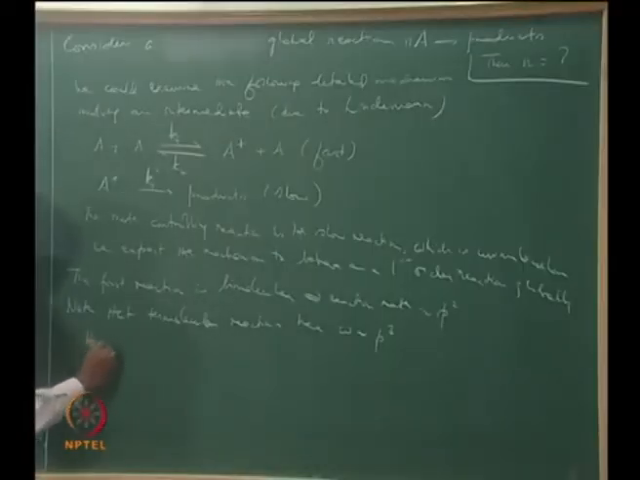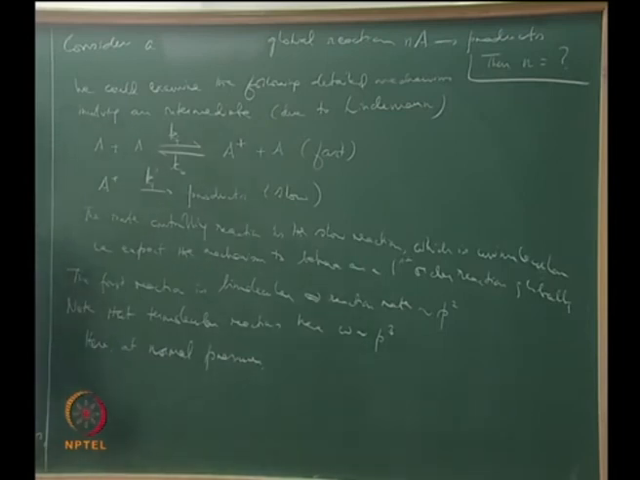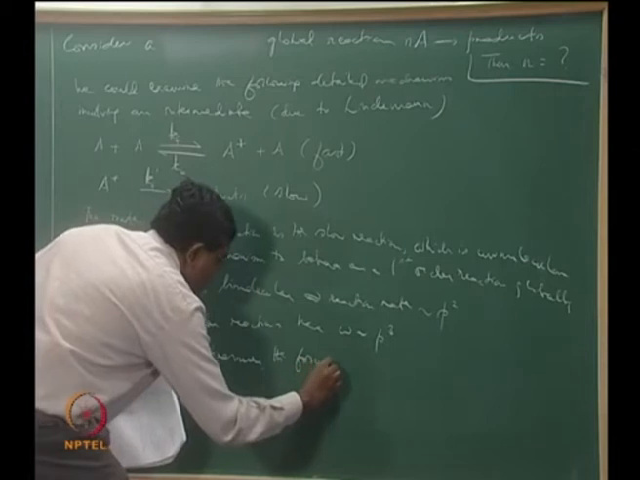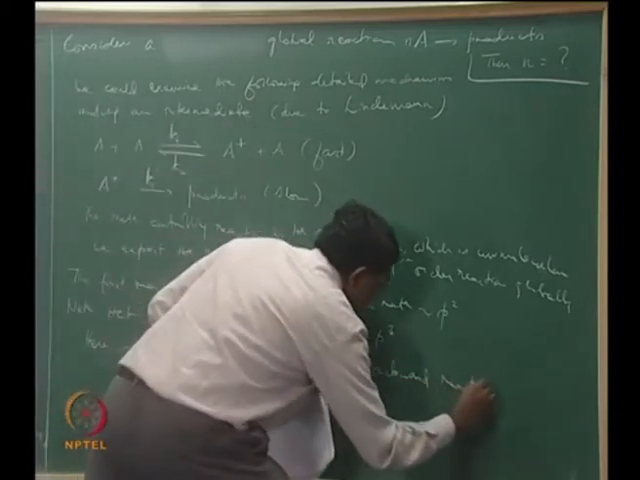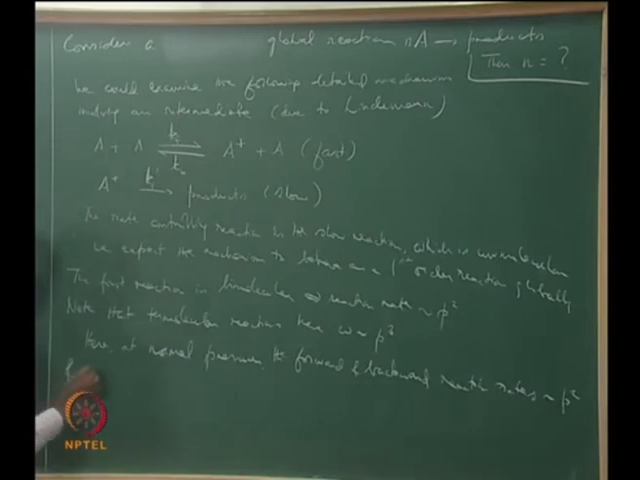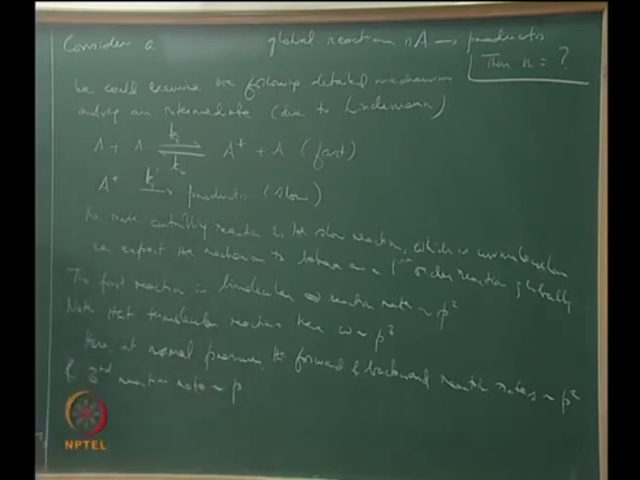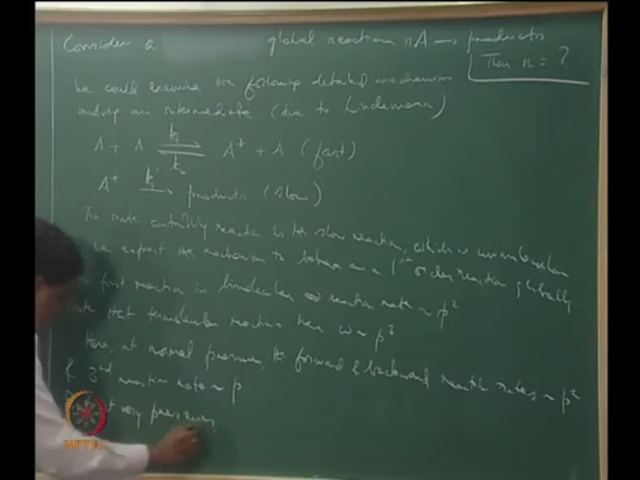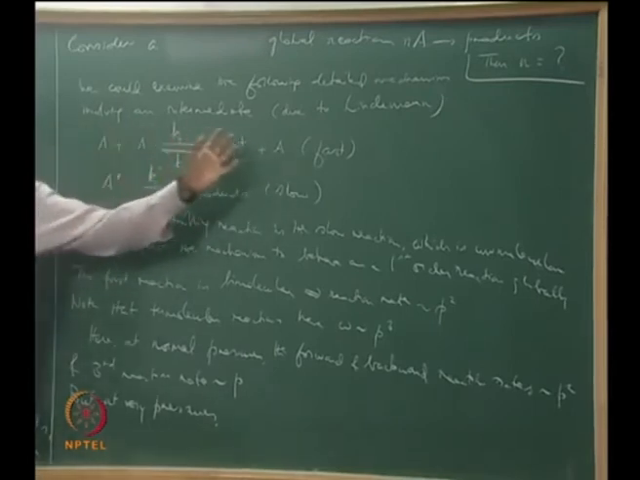So here, at normal pressures, the forward and backward or reverse reaction rates go as p squared, and the third reaction rate goes as p. But at very low pressures, the first one actually becomes slow. The first two reactions become slow.